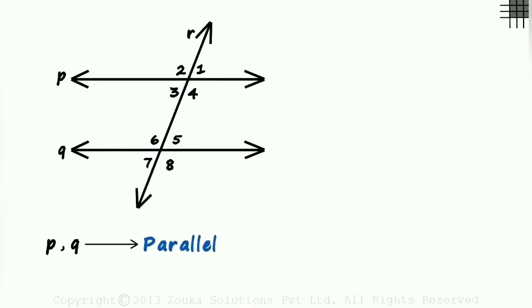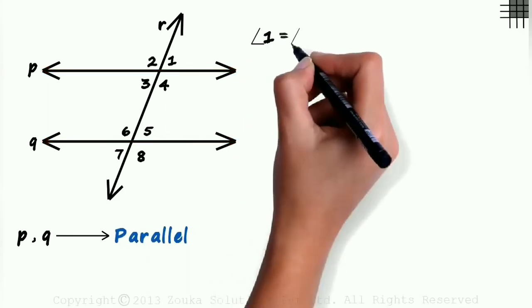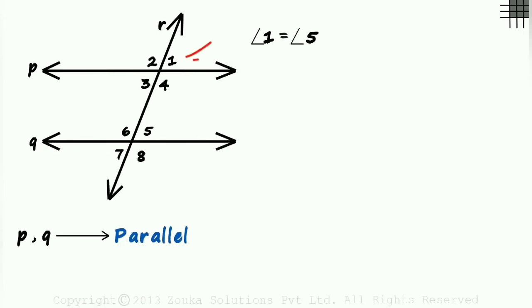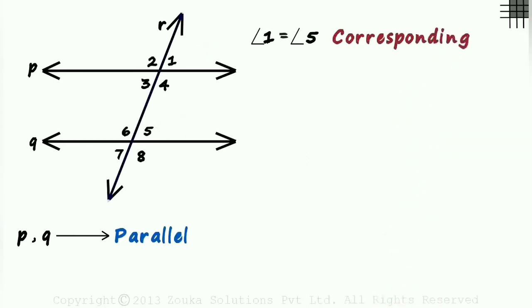Let's move on to the first type of angles. If lines P and Q are parallel, then angle 1 will always equal angle 5. This angle here will be equal to this one. They are called corresponding angles. It doesn't matter how the transversal is placed. These angles will always be equal.